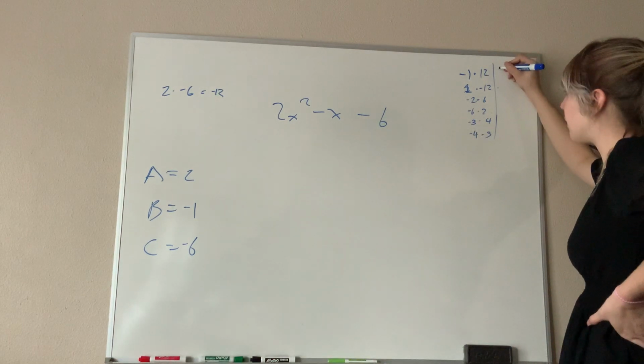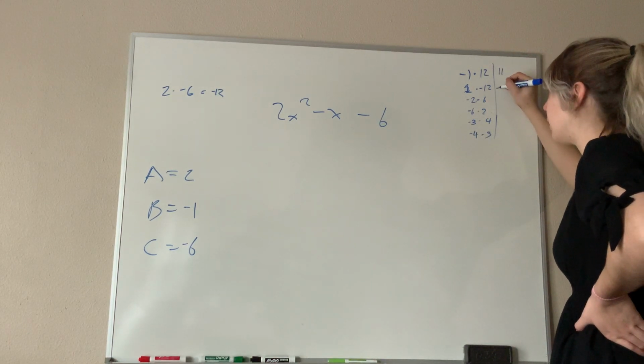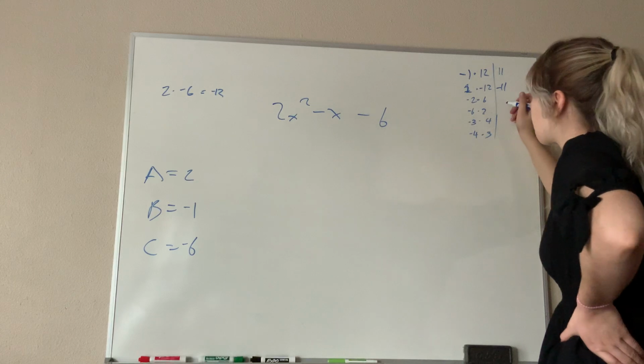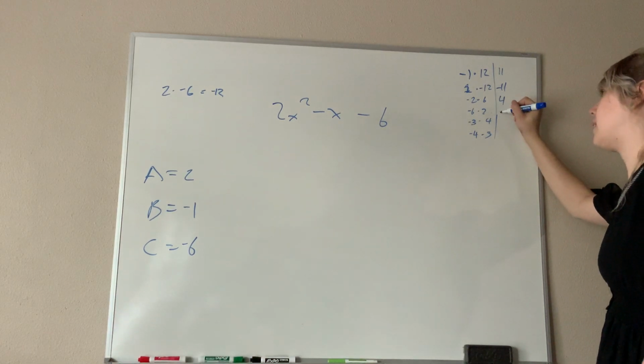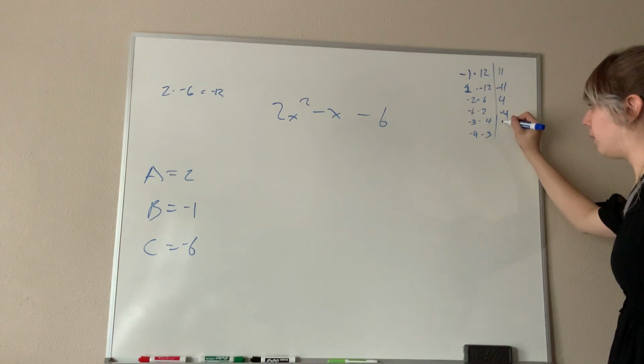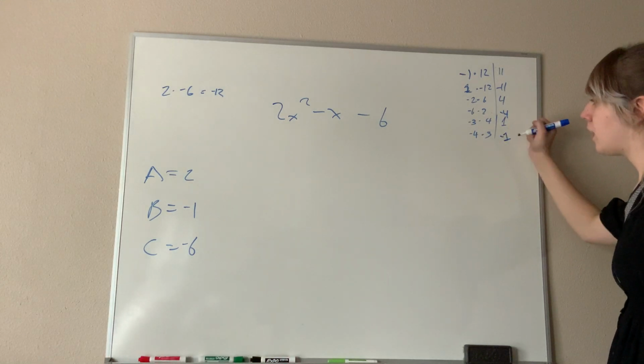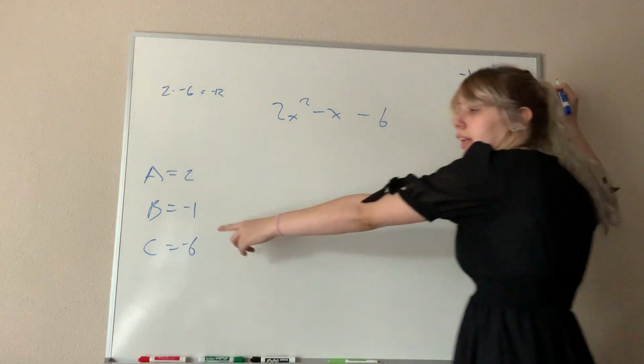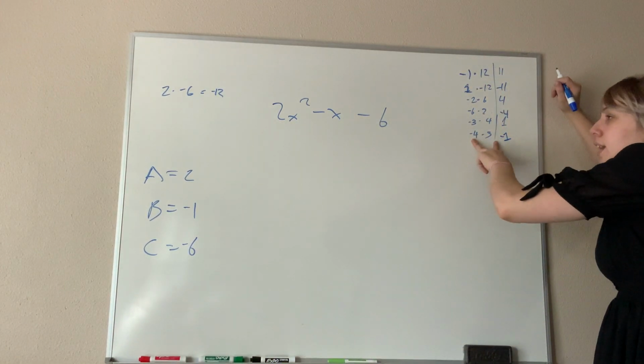So this is 11. This is -11. This is 4. It's -4. This is going to be 1, and this is going to be -1. Our B is -1, so we're going to go with the -4 and the 3.